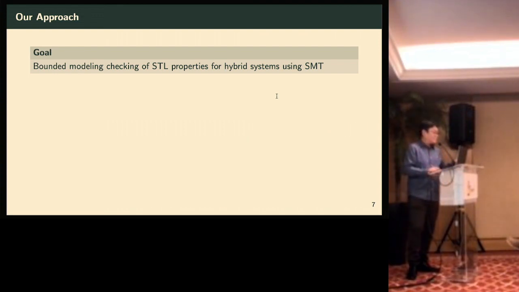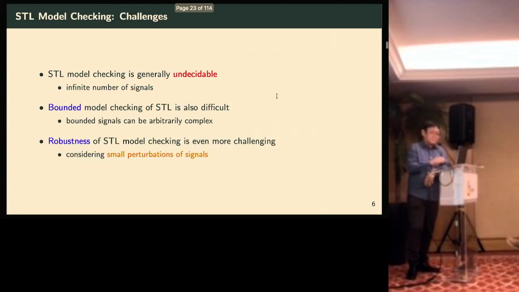If you can go back to the previous slide, so you said this arbitrary complexity of the signal, right? But I thought you made it discrete, and once you make it discrete, the signal can only take the same value for like 0.1 second. Does this result still hold about undecidability?